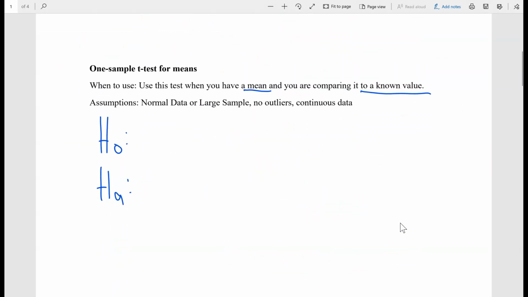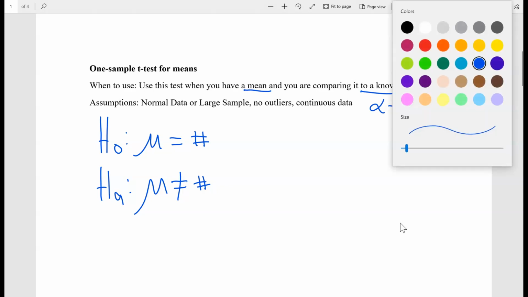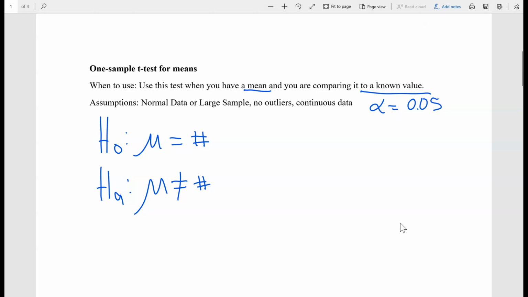So let's say we were looking at a mean, okay, and the number. A mu, it can be greater than, less than, whatever you want, and not equal to a number. Let's just say not equal to, okay? So again, we have to have our alpha. Let's say alpha is going to be 0.05.